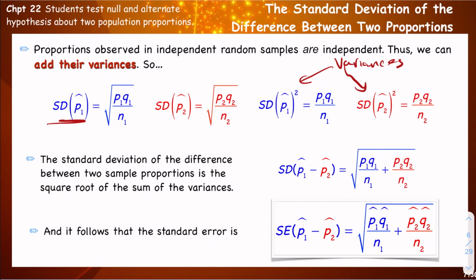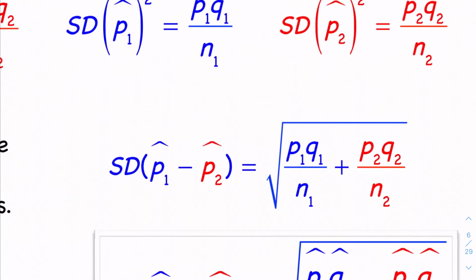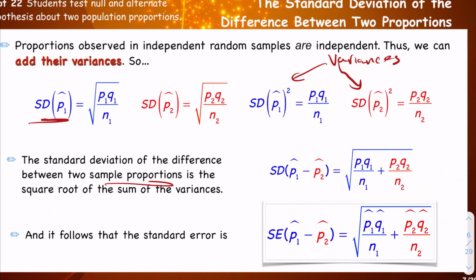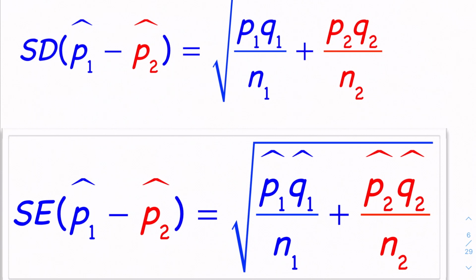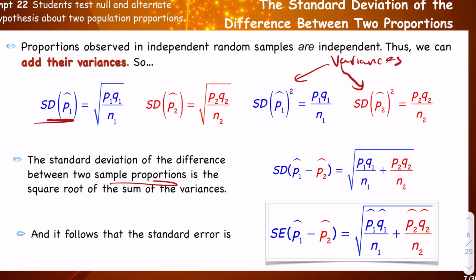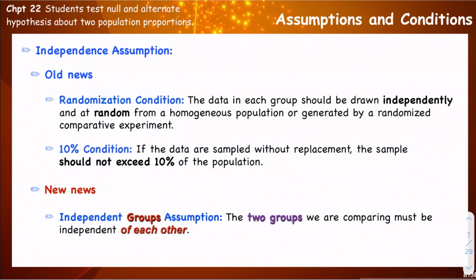And then if I want to find the standard deviation of the difference in the sample proportions, it's the square root of the sum of the variances. So the standard deviation of p hat 1 minus p hat 2 is the square root of the sum of the variances. So it all follows that standard error then is the square root of p hat q hat over n plus p hat q hat over n. Okay, we use standard deviation for the sampling distribution. We use standard error when we're centered around the sample proportion. That's the difference between the two.